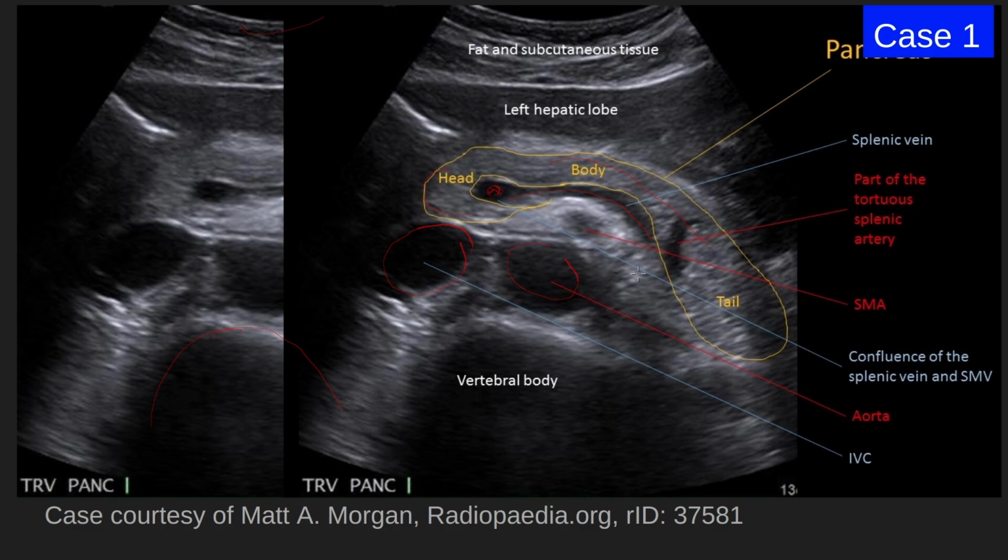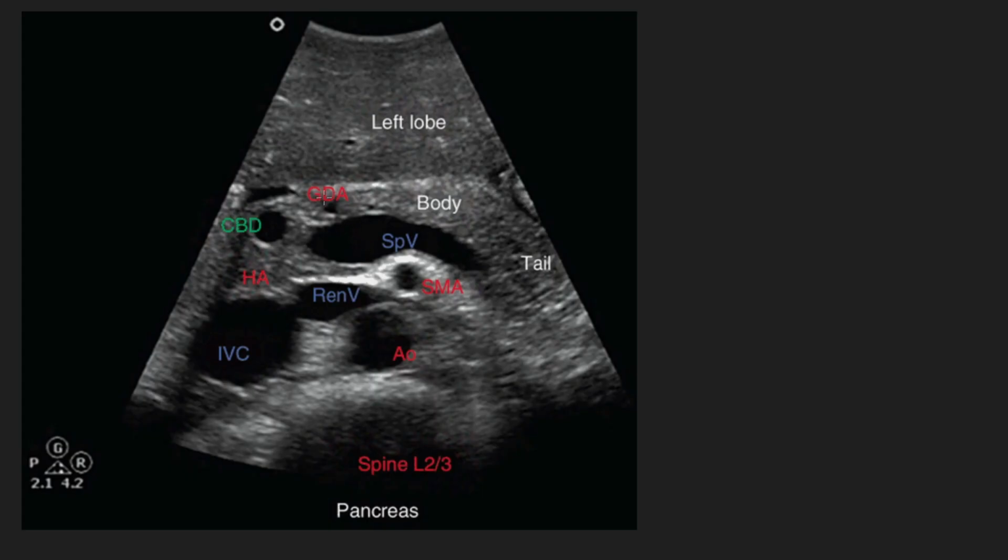The other finding that is important is the SMA, which is present behind the pancreatic body and the splenic vein, and anterior to the aorta. A little more detailed image of the pancreas. Here we see the left lobe of the liver. This is the anterior of the patient. This is the posterior side of the patient. And here we see the vertebral body shadowing is present.